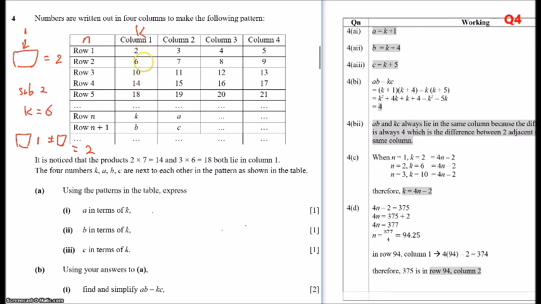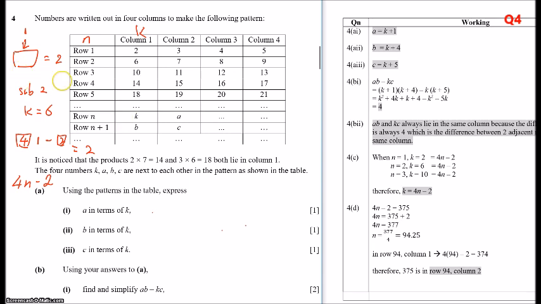So you can see that from 2 to 6, 6 to 10 is 4. So let's try 4. So I'm at 4 times 1, I get 4. In order to get 2, I need to minus 2, right? So my suspicion is 4n minus 2.